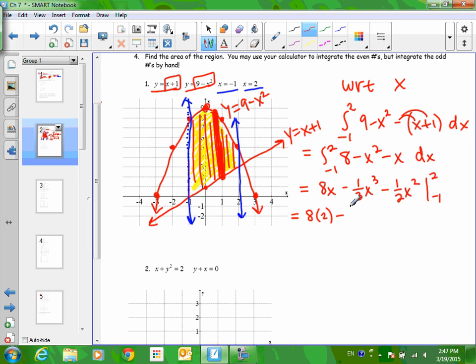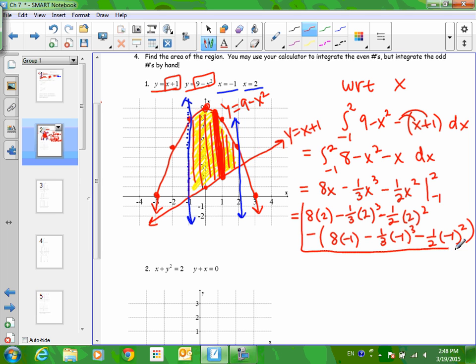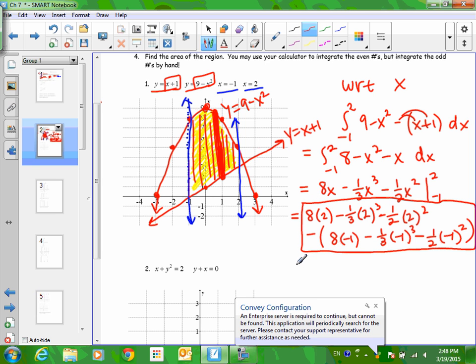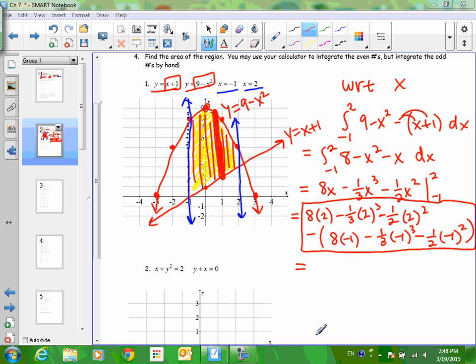8 times 2 minus 1/3 times 2 cubed minus 1/2 times 2 squared. I'm going to need to use a different line. Minus parenthesis, and then now we're going to write it again, but plug in -1. Okay, I want you, without a calculator, to crunch all these numbers. You're only going to have to do it this one time. In the future, I'm just going to let you box this and call that your final answer, but I want to get an actual answer and then we're going to check it with our calculator.